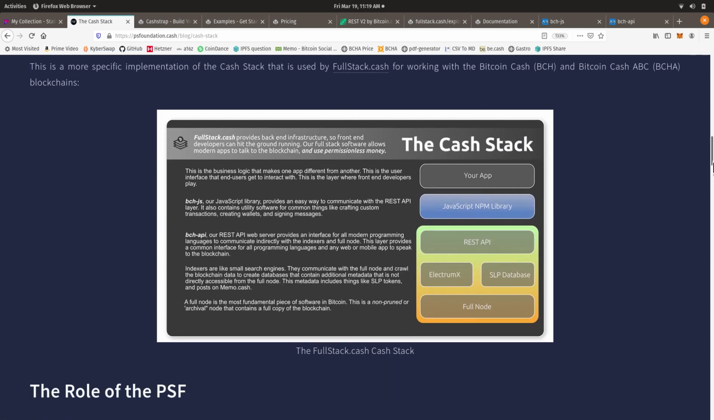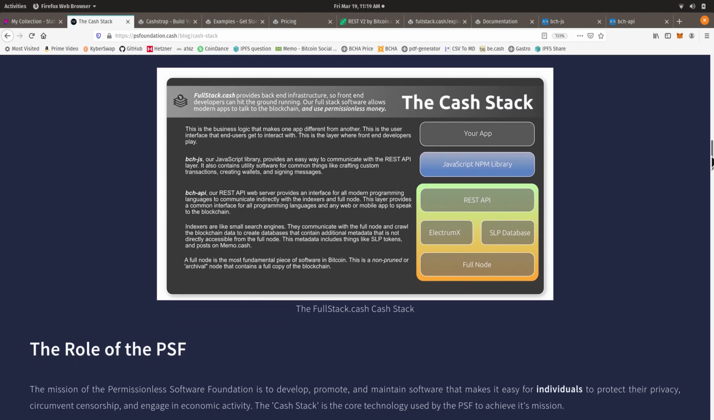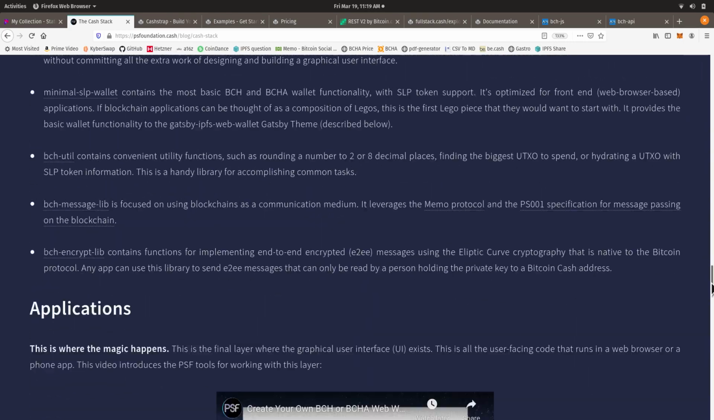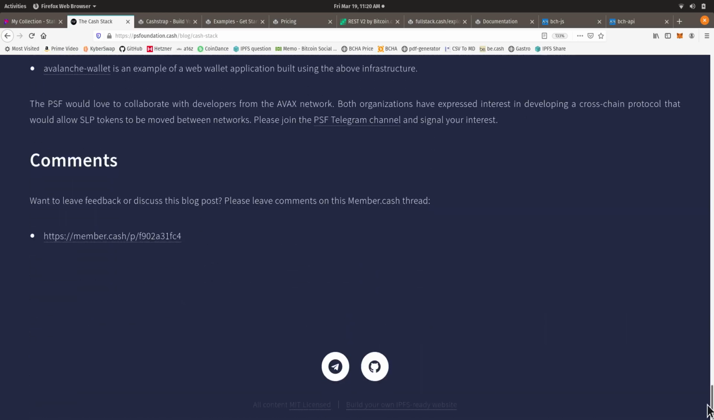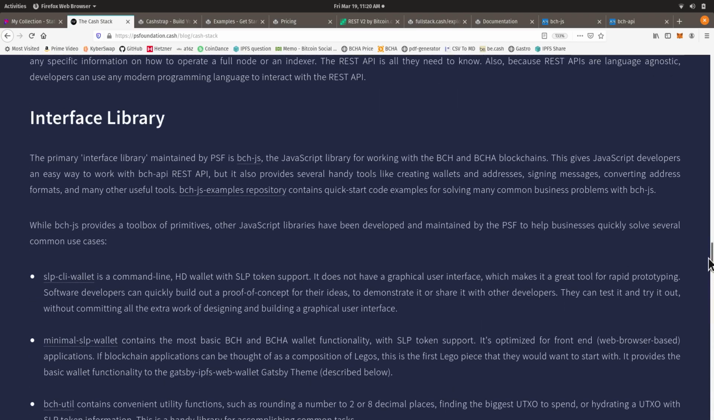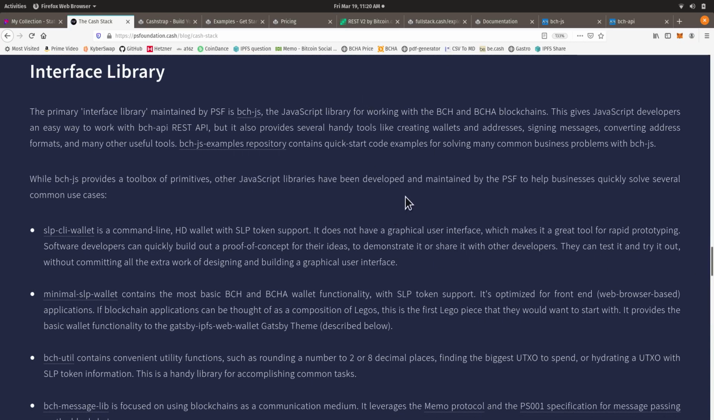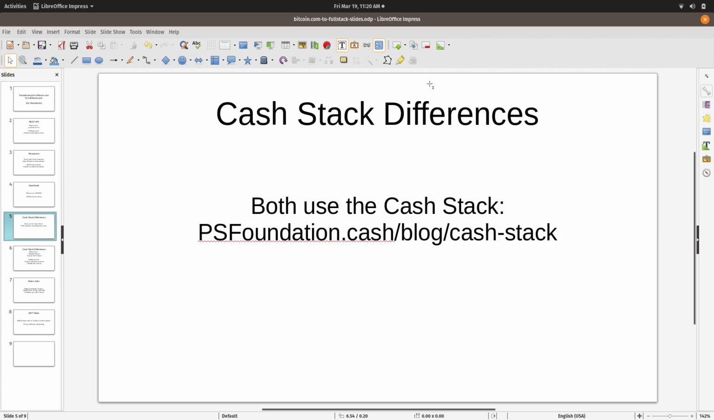In a nutshell, if you go down, I expand on how this applies to FullStack.cash, and I link to all the code here. I walk through the different layers of the stack and where the code lives for those things. So this is a really handy article to review. It applies both to Bitcoin.com and FullStack.cash. If you're a developer working for a company trying to build a Bitcoin Cash app, then understanding that reference, those concepts, is really important, regardless of which service you use.